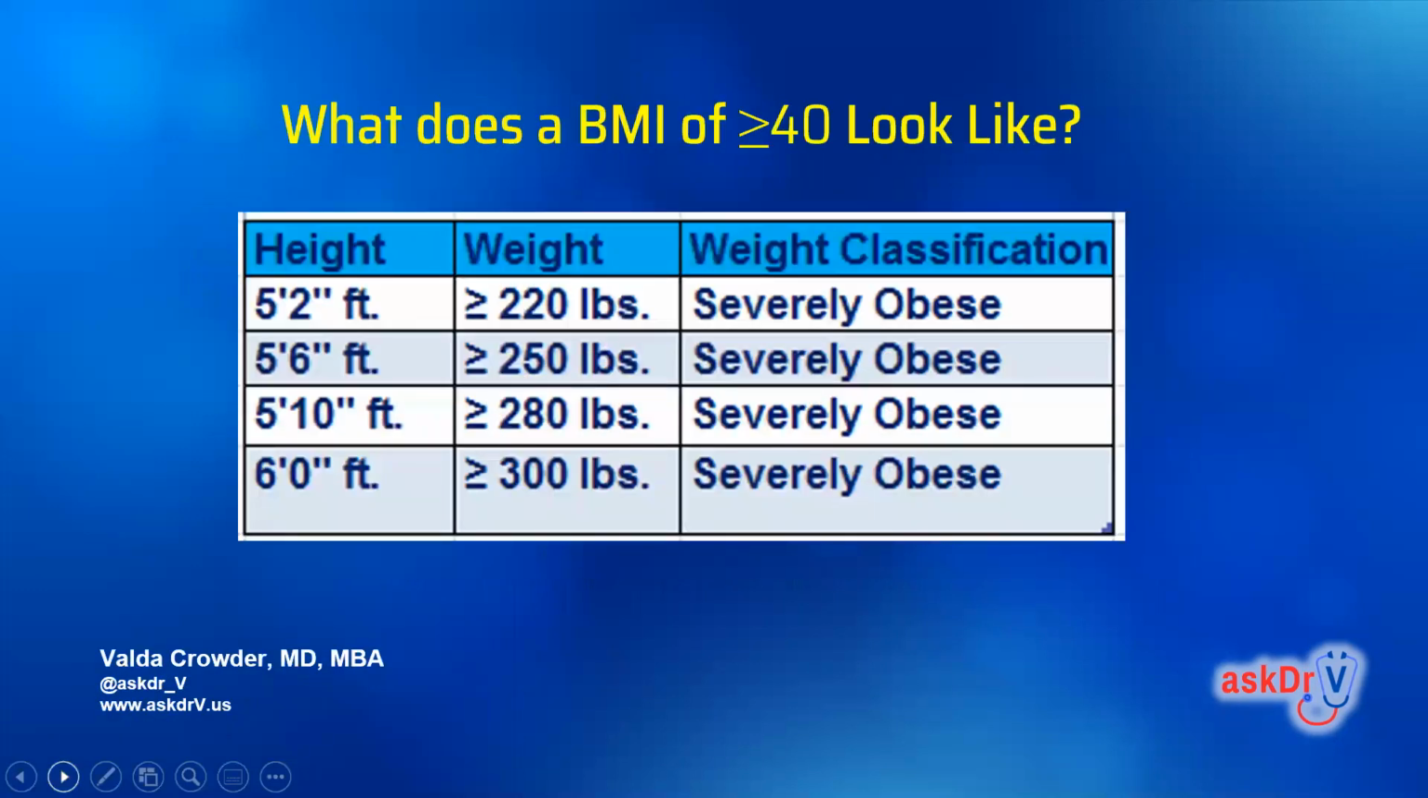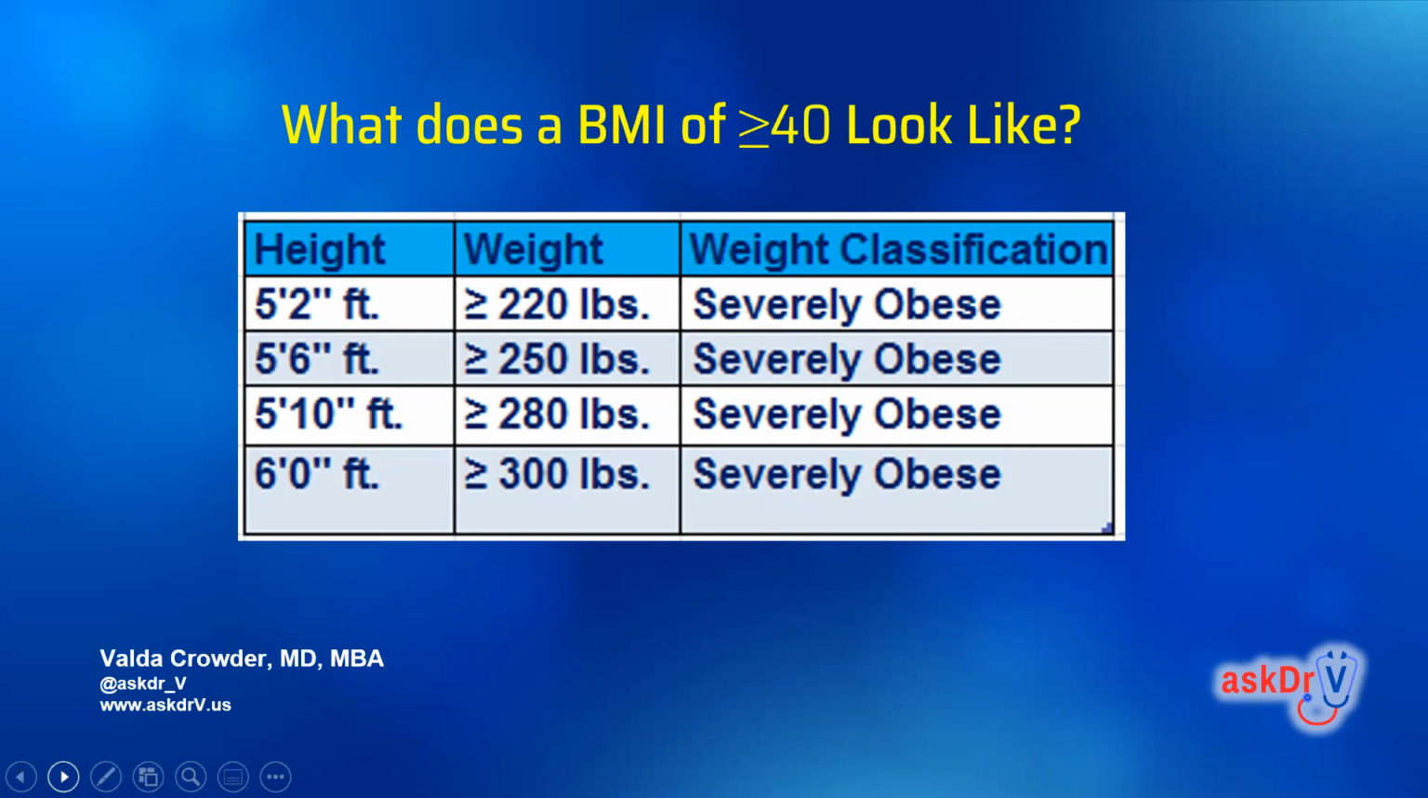So I want to go over what a BMI of over 40 looks like, right? Because a lot of times people don't know, well, I don't know if that's really me or not, right? So 5'2" over 220 pounds, 5'6" over 250 pounds, 5'10" over 280 pounds, and 6 feet over 300 pounds.